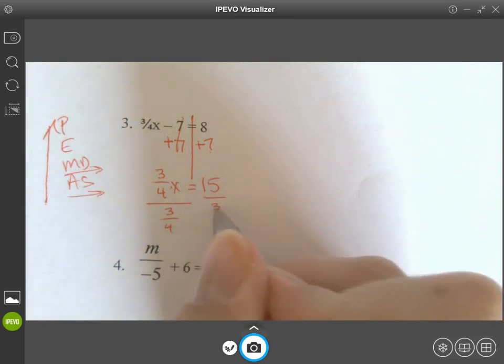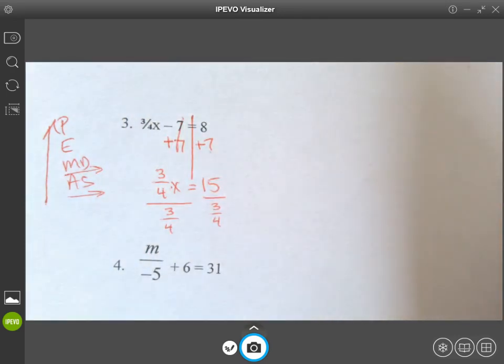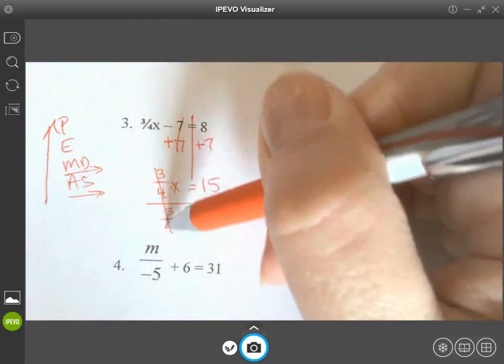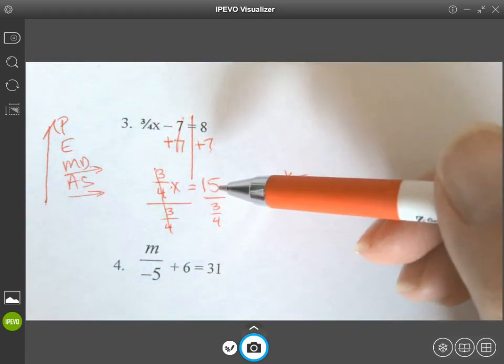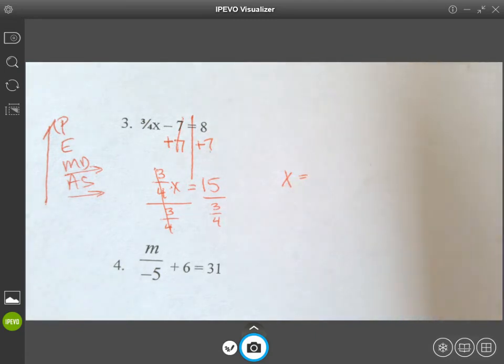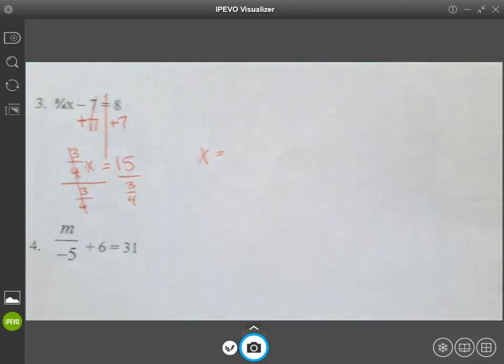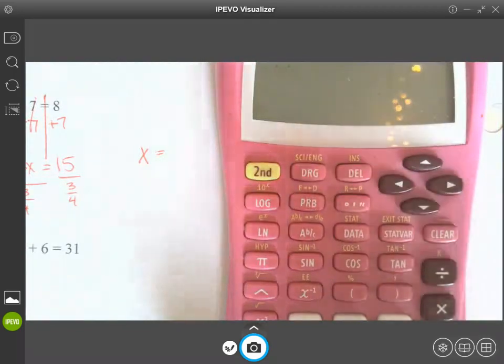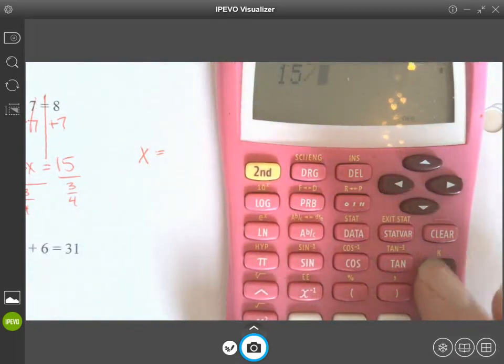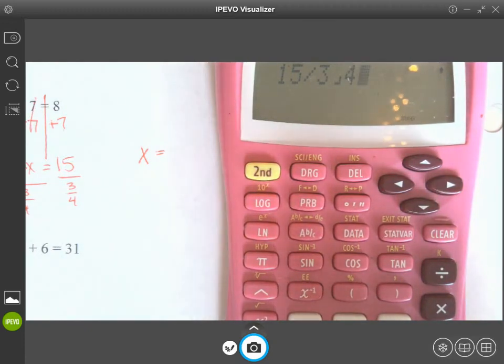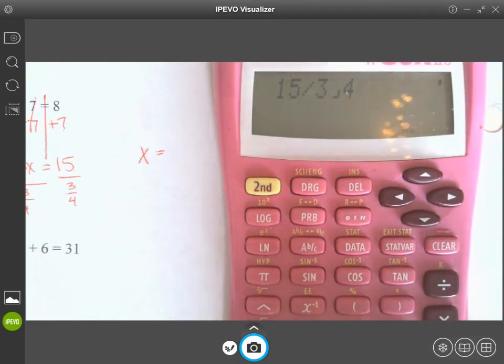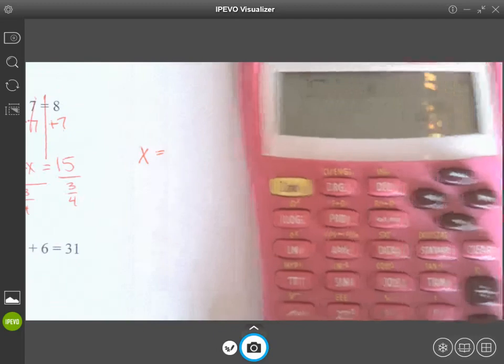Now I prefer not to do that because I don't use a calculator. But something divided by itself is 1, so I get just x. And then in your calculator, take 15 divided by 3/4. So if you're using your calculator, 15 divided by, and I'm going to do 3 fraction 4. If I don't use my fraction key, I need to use parentheses. And I should get 20.